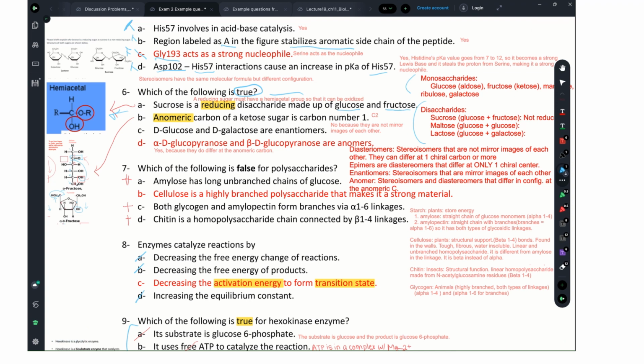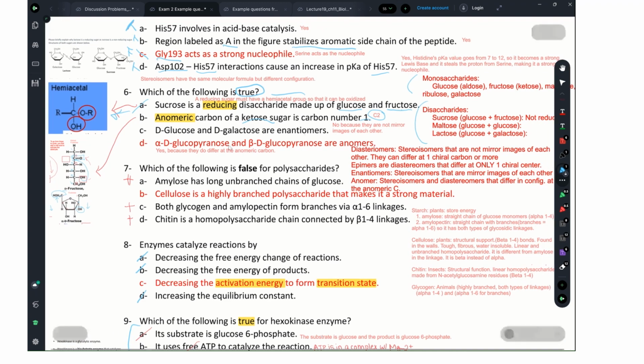And they said that this was a reducing sugar, and that's not true. Sucrose is not a reducing sugar. And then B, the anomeric carbon of a ketose sugar is carbon number 1. So that's not true. It's actually carbon number 2.